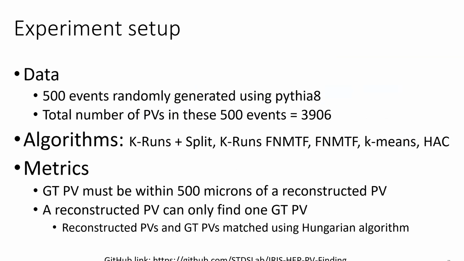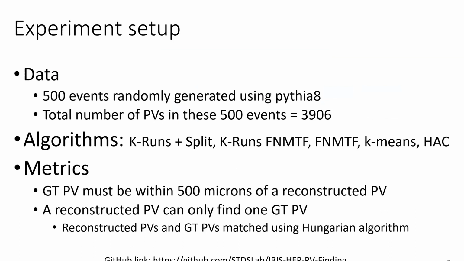So the experimental setup. The data we used was 500 events that were randomly generated using Pythia 8. The total number of PVs in all 500 events was around 3,906. The algorithms we chose to compare were our own K-runs plus split, K-runs, basic FNMTF, and also k-means and HAC, which are algorithms you can find in the scikit-learn package in Python.